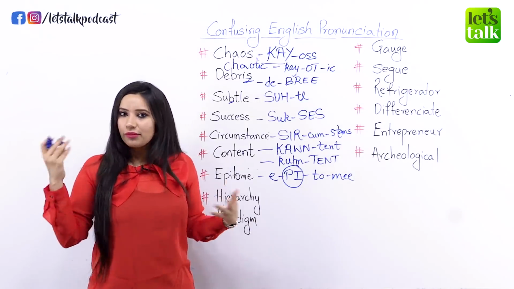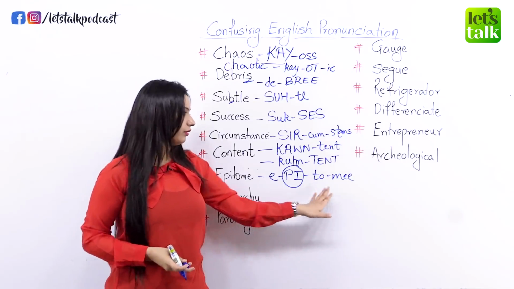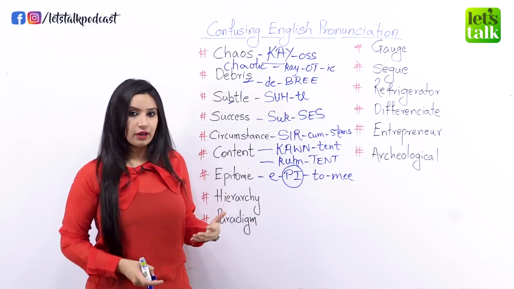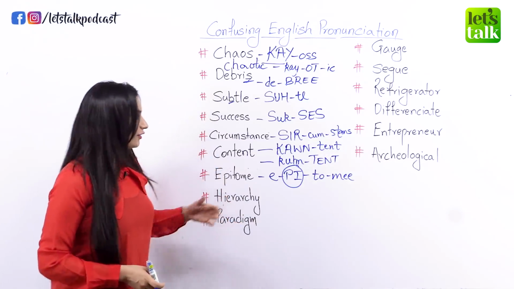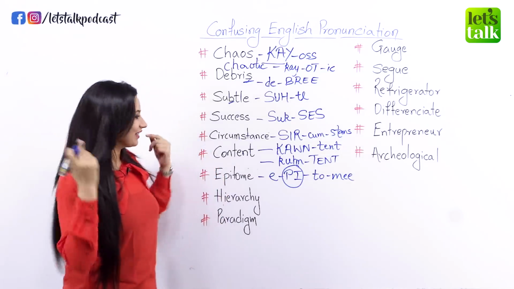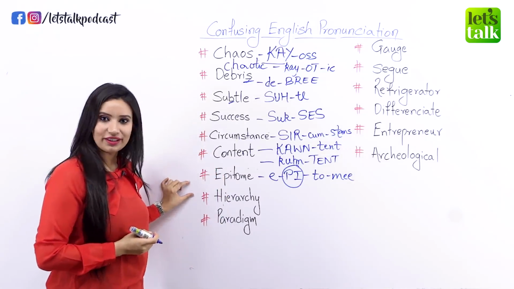Epitome. And to remember this better, you could just remember "to me," that this word has "to me" in the end, and it's almost pronounced like "to me," okay? So epitome for you, which means a perfect example. Great. Now we have the next word.